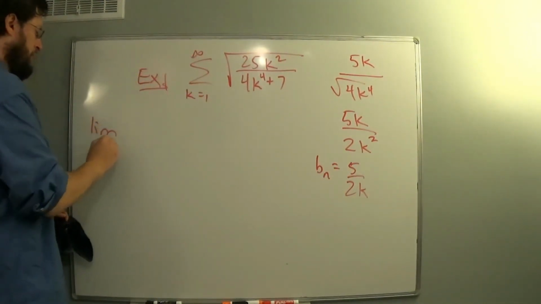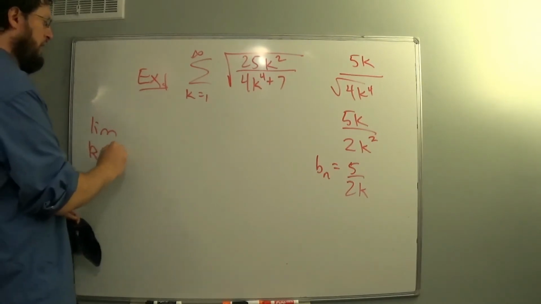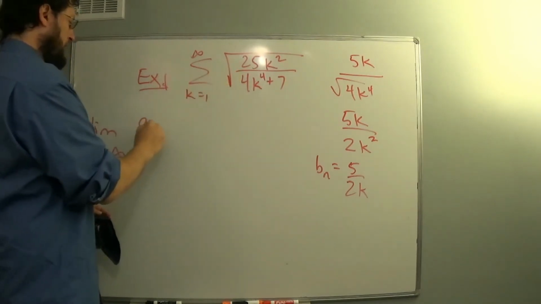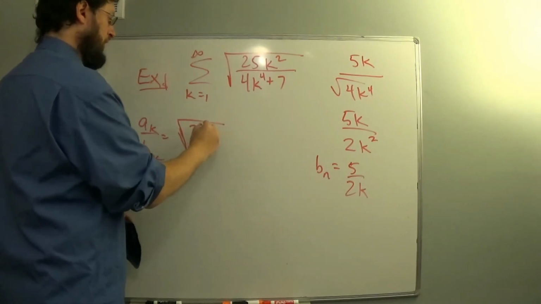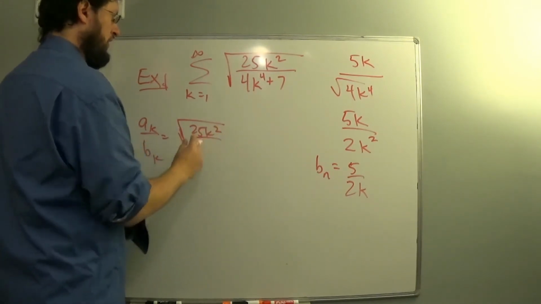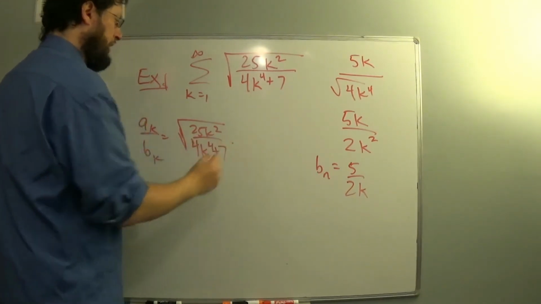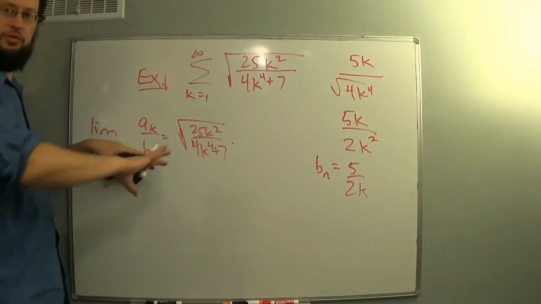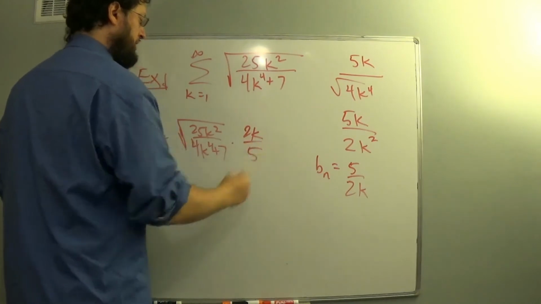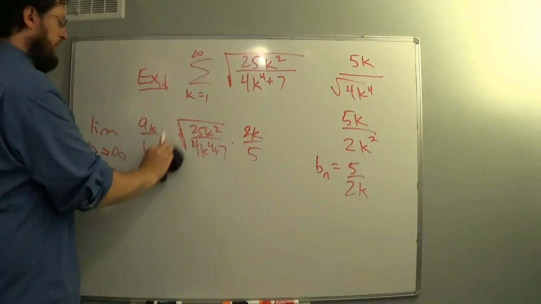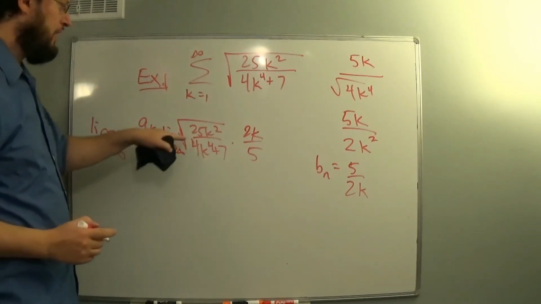We're going to take the limit as n goes to infinity, or in this case as k goes to infinity, of ak over bk, which is root 25k squared over 4k to the fourth plus 7 times the reciprocal of bk, because we're dividing by bk, which will be 2k over 5. And we're really taking the limit as k goes to infinity. And then saying what happens.